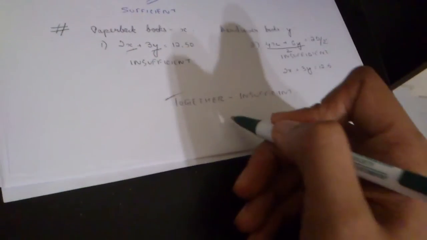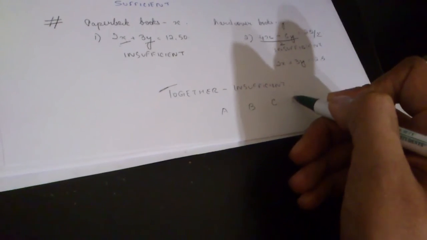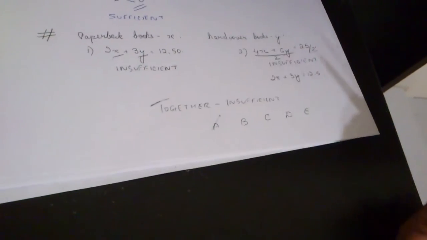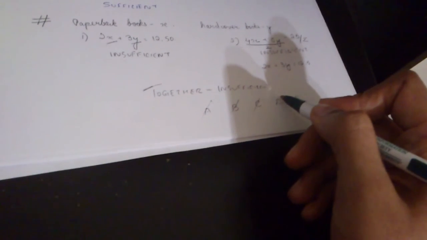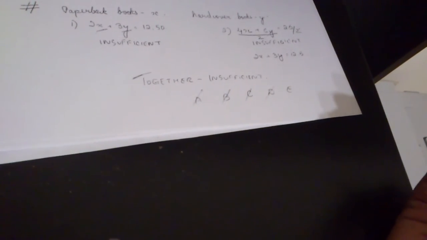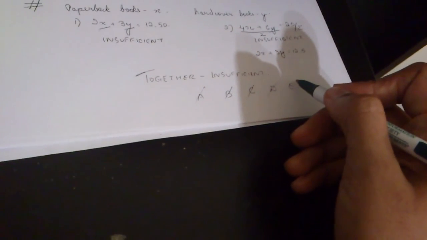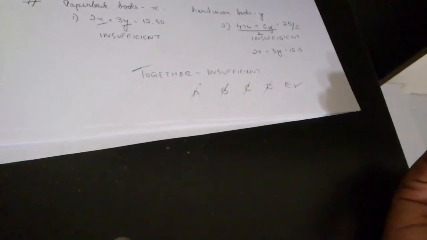Now, of the options A, B, C, D and E, A is not possible because statement 1 is insufficient, B is not possible because statement 2 is insufficient, C is not possible because both together are insufficient, D is not possible because neither is individually sufficient, and E is the only possible answer because both statements together don't give us a constant value for x plus y. That is what was initially asked for, the value of one hardcover book plus one paperback book. So we can't find the value of x plus y. E is the answer.